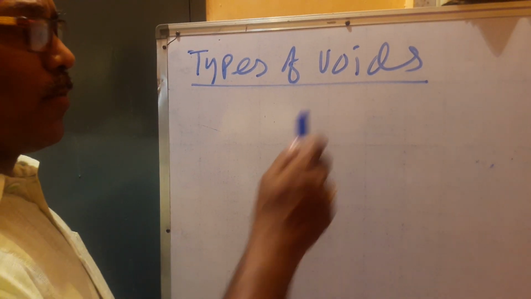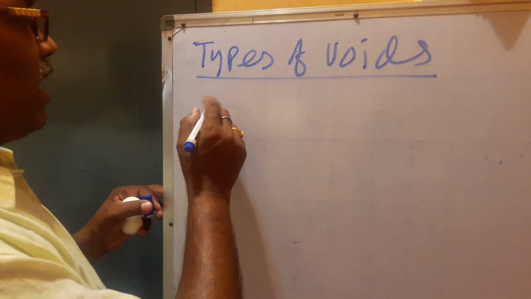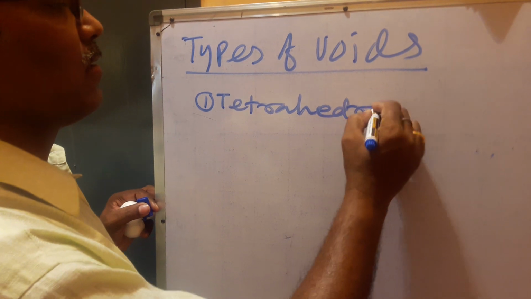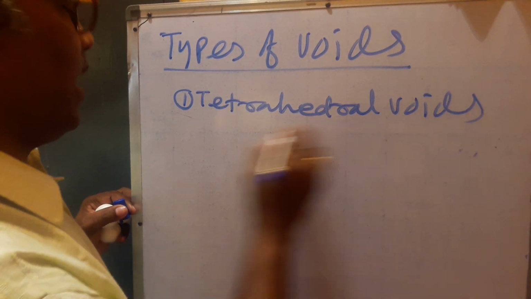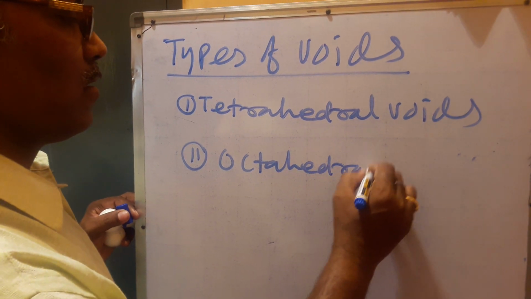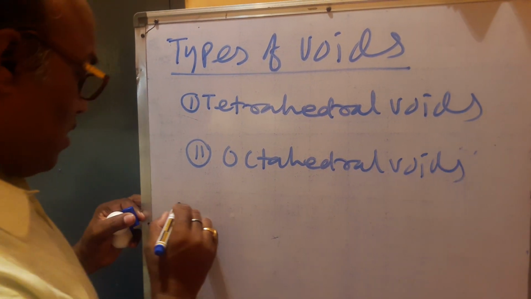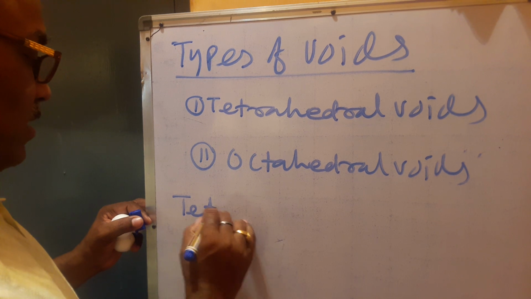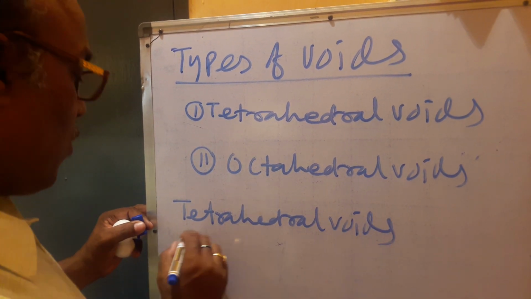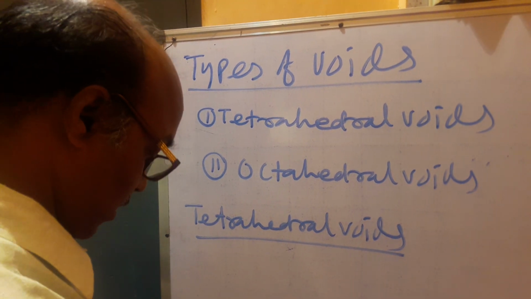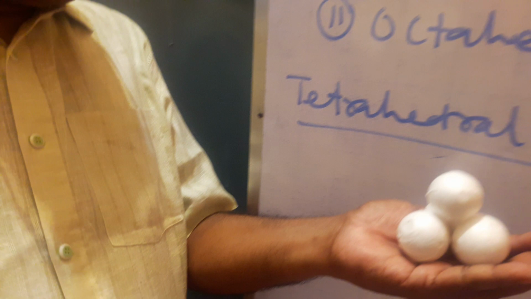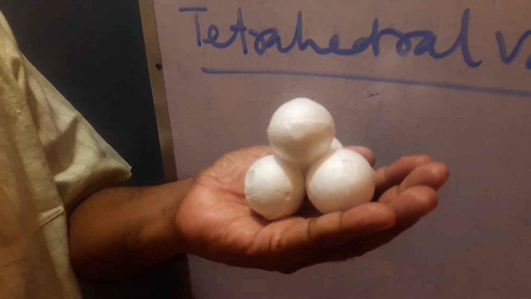Then we'll discuss types of voids. Okay, voids are of two types. One is called tetrahedral voids, and the second is called octahedral voids. First is tetrahedral voids. The void formed by four touching spheres. You see, there are three spheres, one more sphere is there. Four touching spheres. This void is called a tetrahedral void.